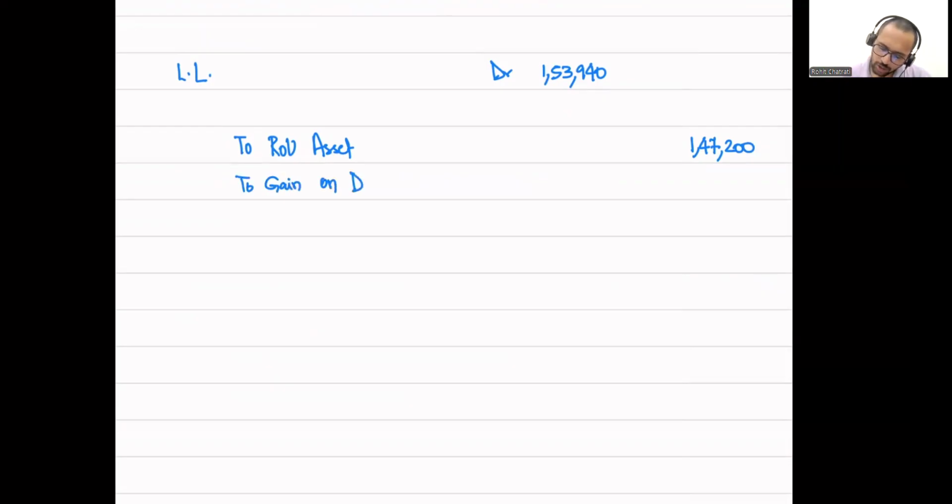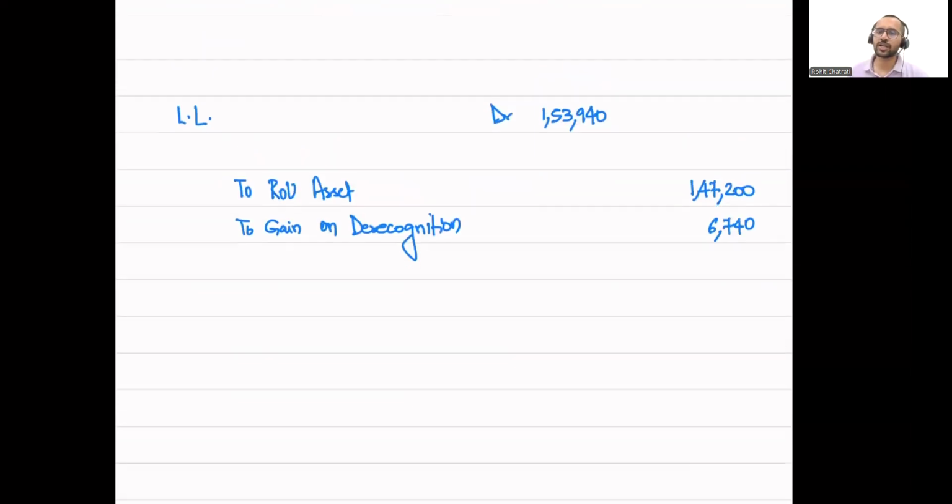And I have a differential gain on derecognition, which is going to be equal to 153,940 less 147,200, which is equal to 6,740. All right, so I am going to recognize a gain on derecognition of 6,740.